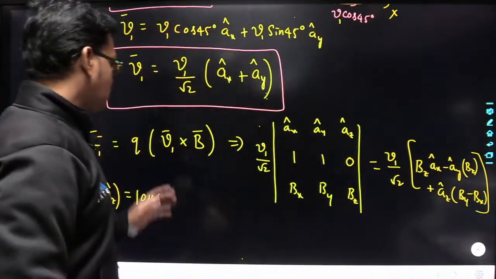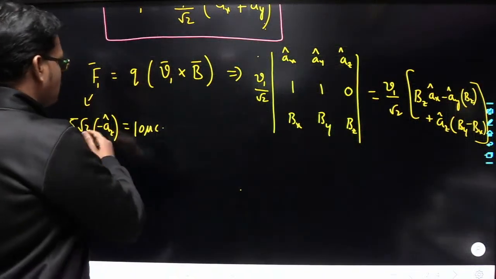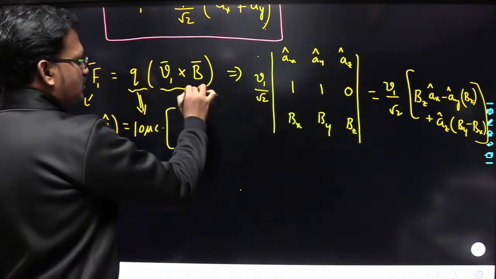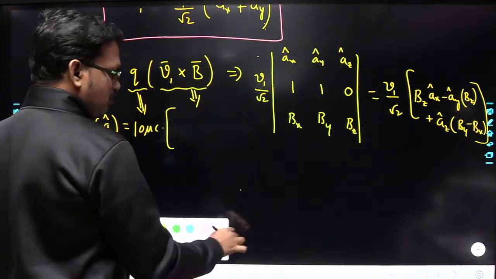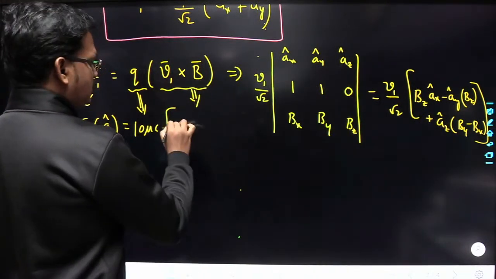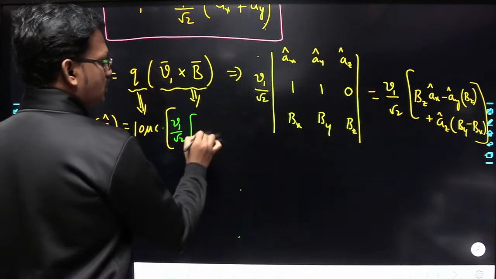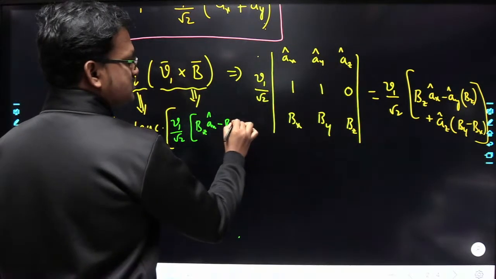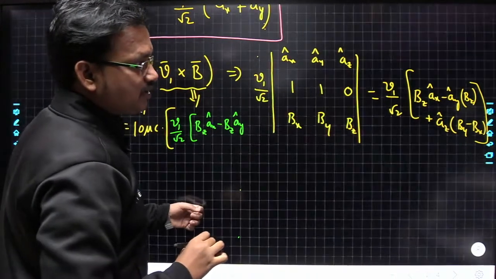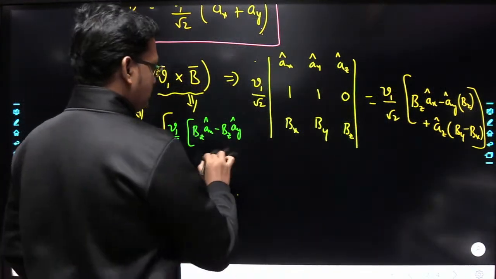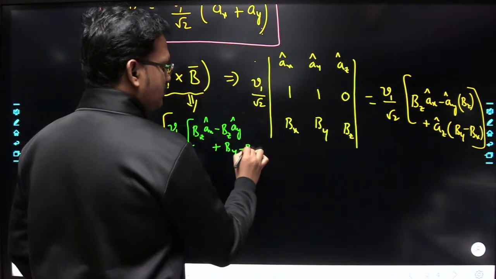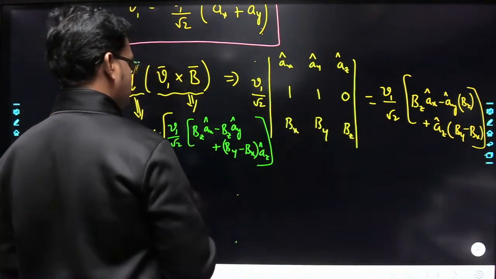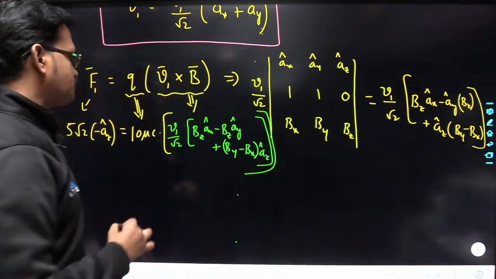Okay. So this is what we got, V1 bar cross B bar here. So this is equal to what? This is equal to Q is 10 microcoulomb, and here in place of V1 bar cross B bar, I can substitute that result. So what I am getting here? V1 by root 2 into Bz Ax cap minus Bz Ay cap. Right. Plus By minus Bx Az cap. Okay. So this is what you are getting here.